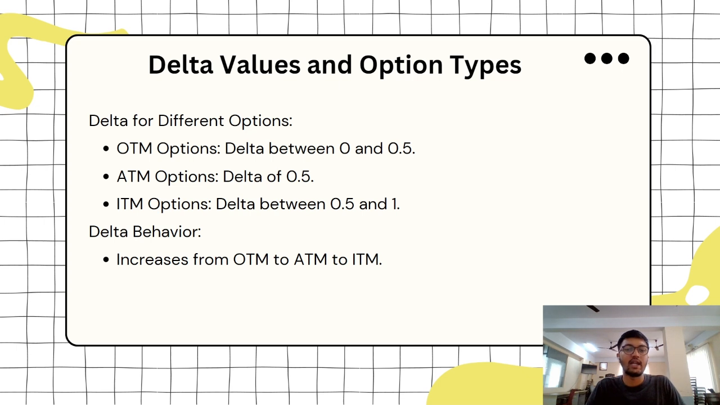So with that, delta also changes, gamma also changes, vega also changes, theta also changes. So these are the calculations that work behind. In this video we're just going to talk about the calculation.